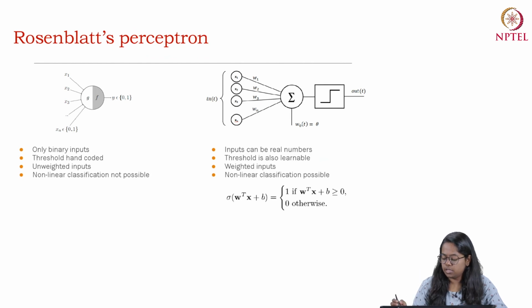This is the formula that is used for Rosenblatt's perceptron: a weighted sum of all the inputs plus some bias, that is, the threshold that is to be learned. If that is greater than or equal to 0, then we say that we fire this perceptron. Otherwise, it remains in the 0 state.